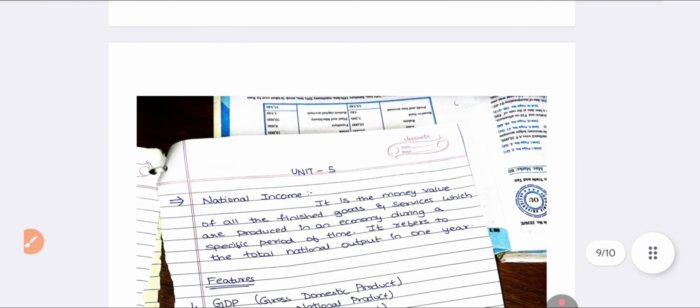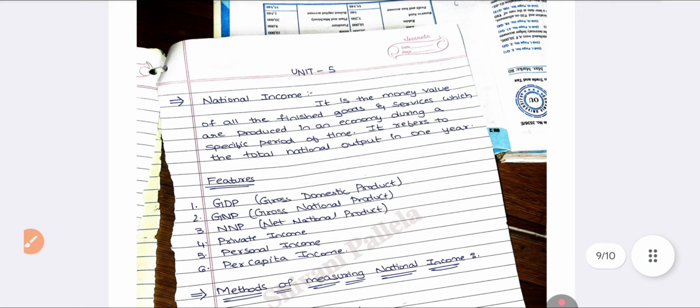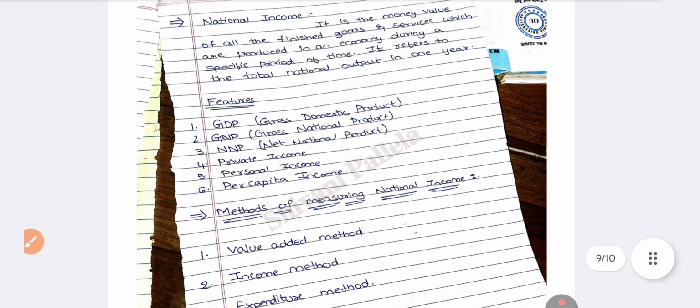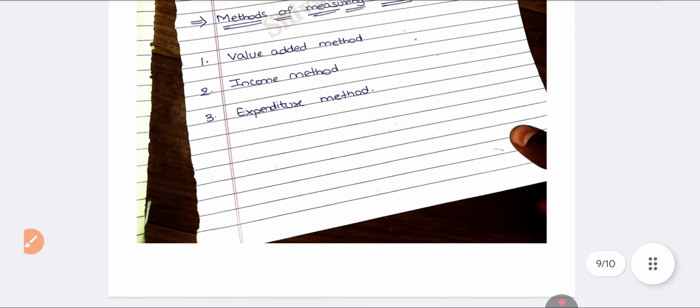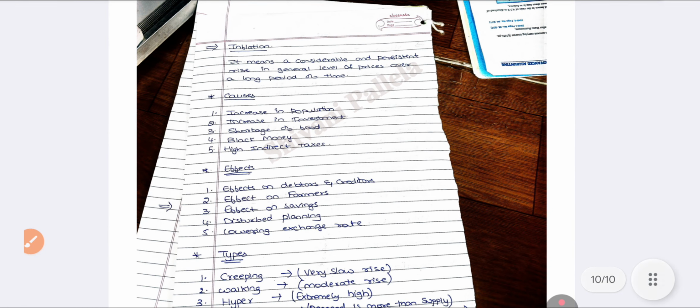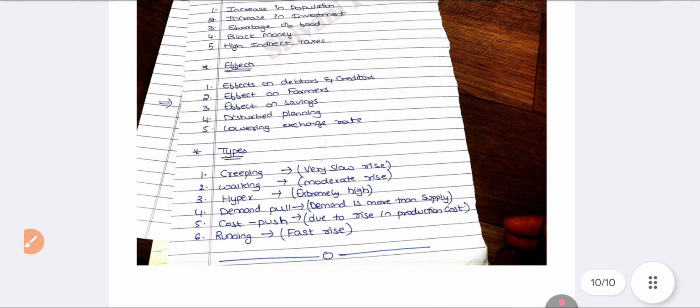And the last unit, unit number 5, there will be a compulsory question related to national income or else inflation. National income: what it is, how you calculate it, what the measures and methods to measure national income are, you will write that in the particular answer. So better you understand this one. And the inflation topic, this also I have explained in brief in the explanation videos.